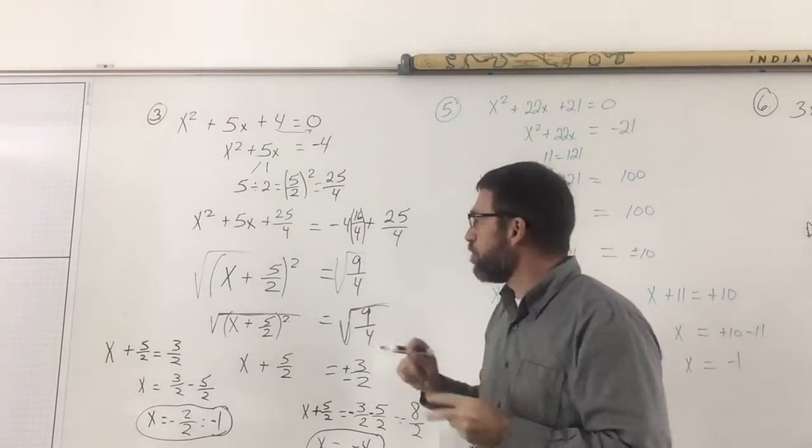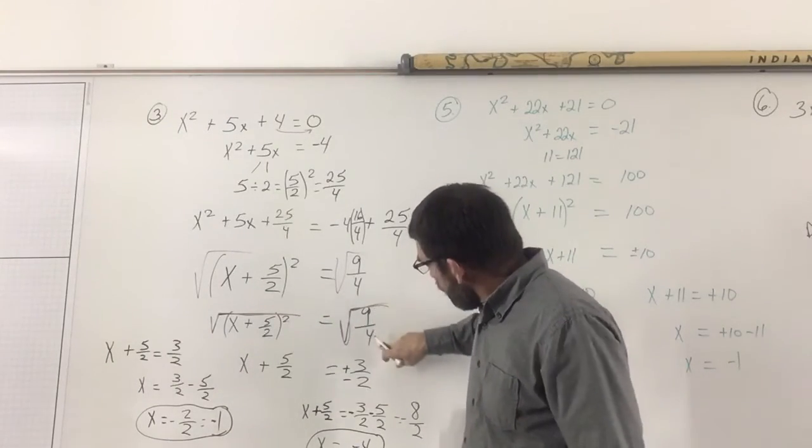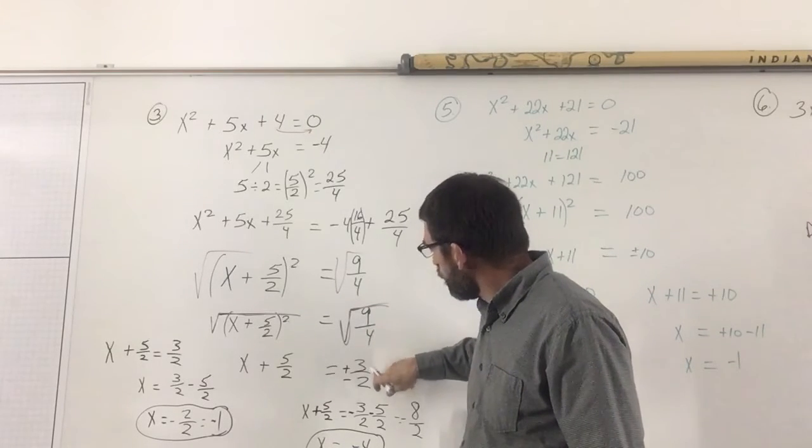And number 6 is going to be even tougher when we get to him. We'll talk about that later. So now I've got 3, the square root of 9 is 3, the square root of 4 is 2. So I got 3 over 2.